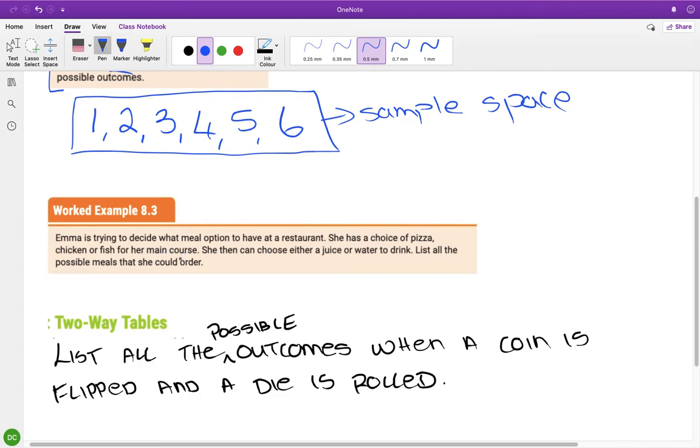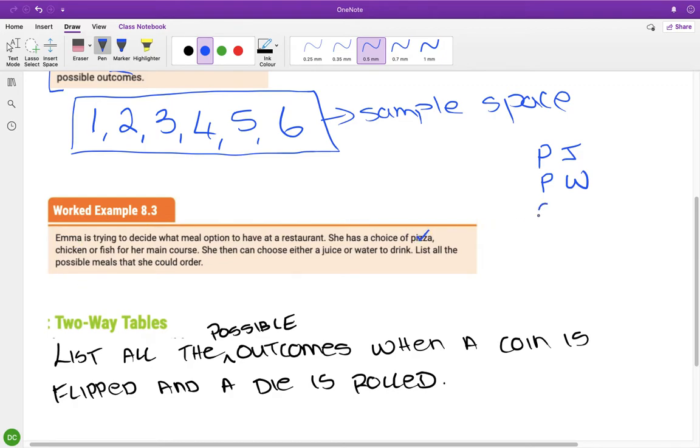So Emma is trying to decide what meal option to have at a restaurant. She has a choice. She can have pizza, chicken, or fish for her main course. And then she can choose either a juice or a water to drink. List all the possible meals that she could order. Okay, so again, we need to be systematic in this. So she could have pizza with juice. She could have pizza with water. So that's the pizza done.